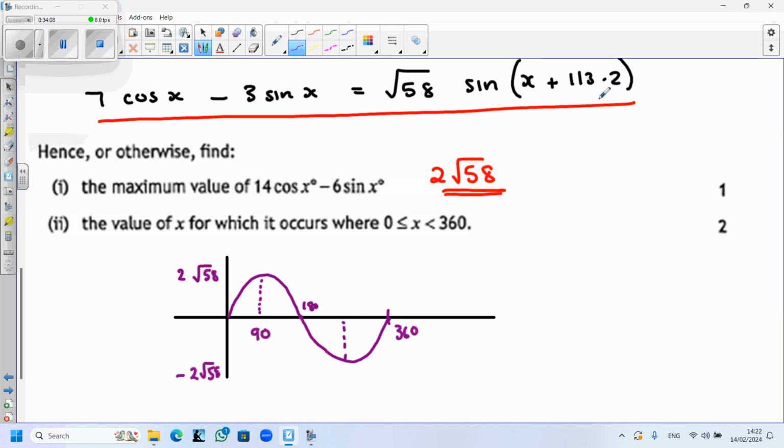So we want to know where the maximum value occurs. If it didn't have anything in the bracket, but it was just x, the maximum value is that bit there, and it would occur at 90 degrees. But in that bracket, we've got x plus 113.2. So remember, in the bracket, it changes the x coordinate. X's are always wrong, that's why it's the wrong symbol for them.